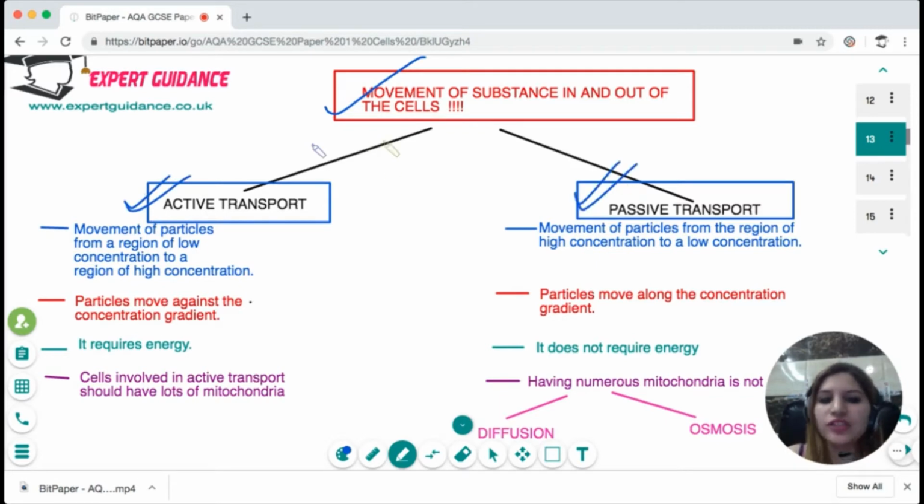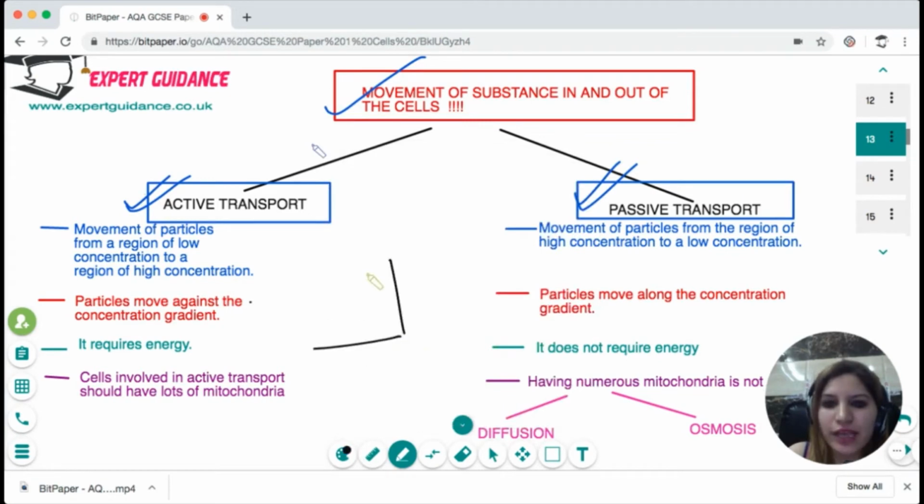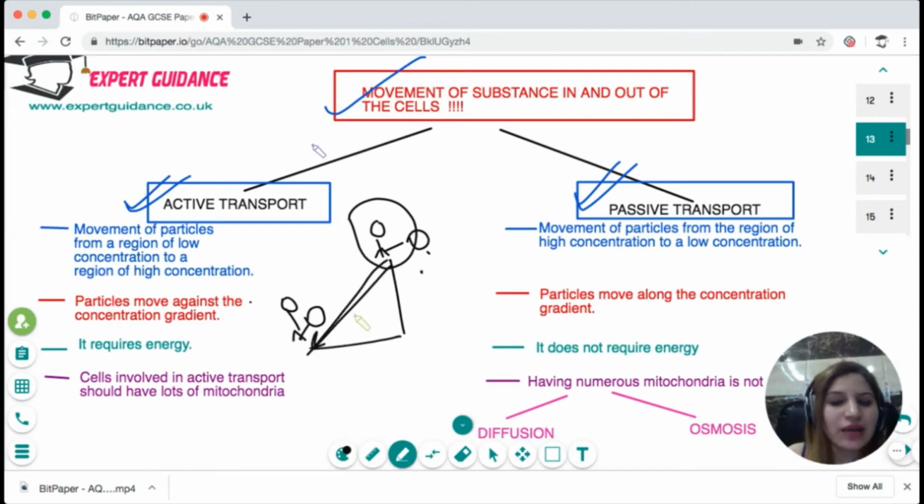Now, in order to understand active transport and passive transport, let's take an example of a hill. There's a hill and one boy is standing with a ball at the top of the hill and one boy is standing at the bottom. It is easier for the one at the top of the hill to send the ball down, and it will not take much energy. But on the other hand, if you send the ball up, you require more energy because it is going against gravity. The same thing happens in terms of transport.